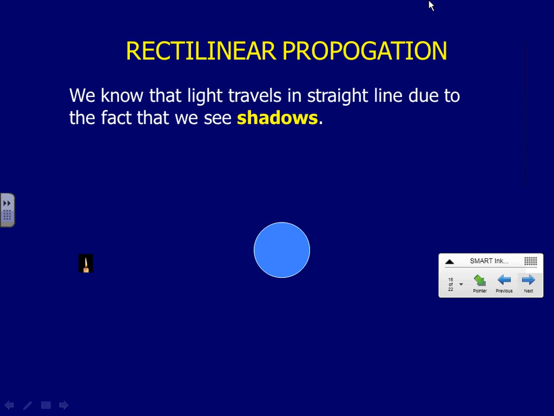Rectilinear propagation. Rectilinear, what a great word. It means straight line travel. Light travels in straight lines until it encounters something. If it encounters something, it can be deflected, reflected, which is the same thing, it can be kind of deflected on its way, or it can be absorbed, or when it goes through something transparent, it can actually be bent a little bit by the transparent substance, like glass.